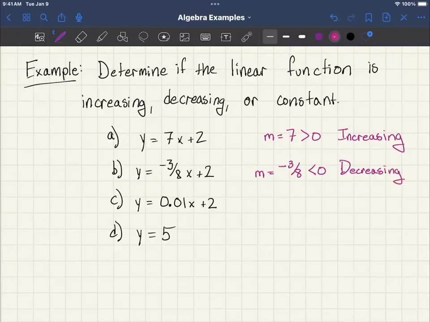For our third function, m is equal to 0.01. This is written a little bit funnier than the other two. Notice we have a decimal instead of a fraction or a whole number, but there is no negative sign in front of that. So that decimal is still a positive number, which means we are increasing.